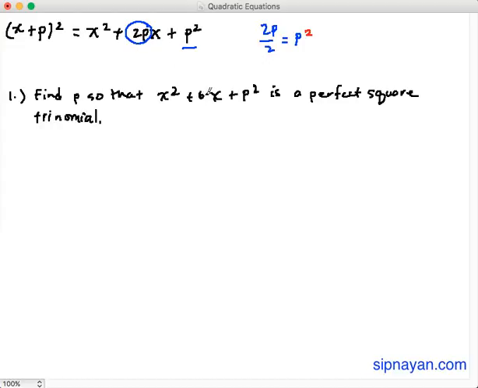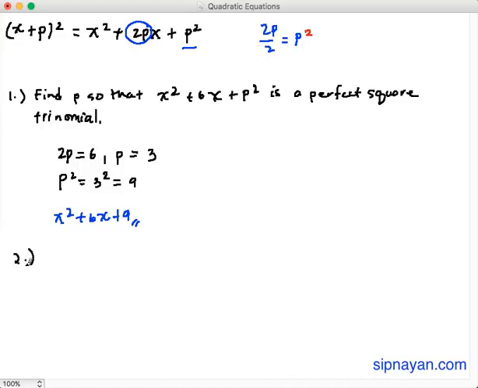So, dito, kung makikita ninyo, ito yung x natin, yung 2p natin ay yung 6. So, value ng 2p natin is equal to 6. Therefore, p is equal to 3, dividing both sides by 2. And then, alam natin that p squared is equal to 3 squared, which is equal to 9. And our answer here, the perfect square trinomial, is x squared plus 6x plus 9.